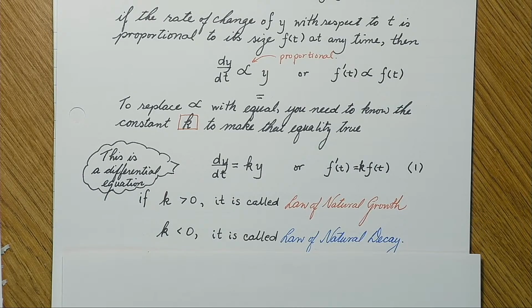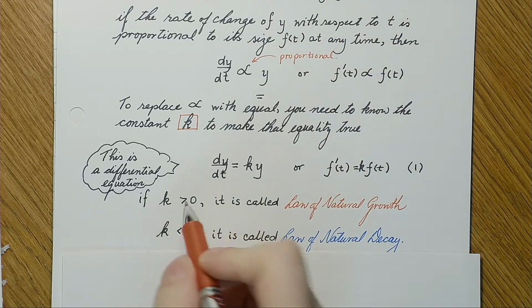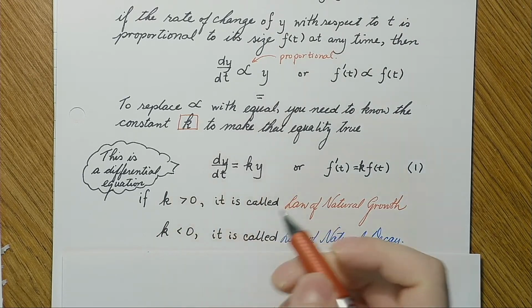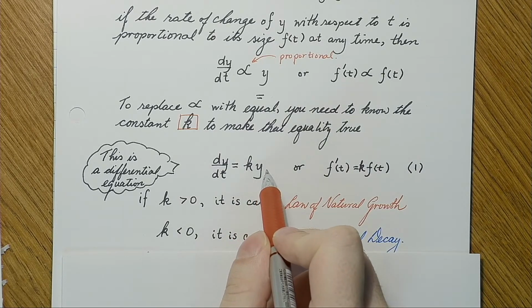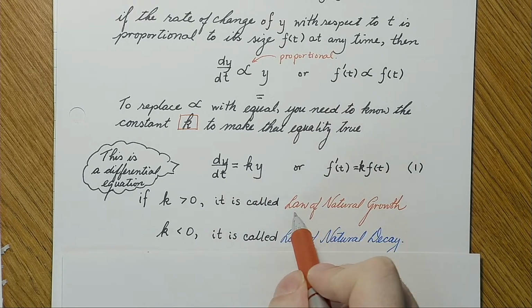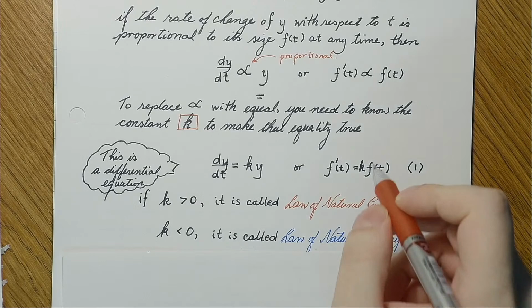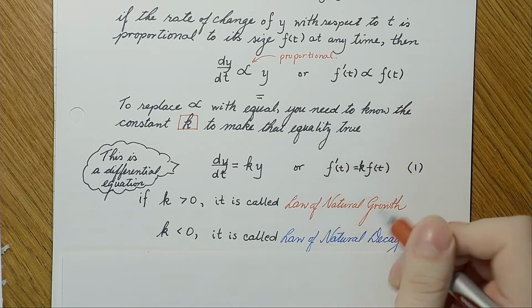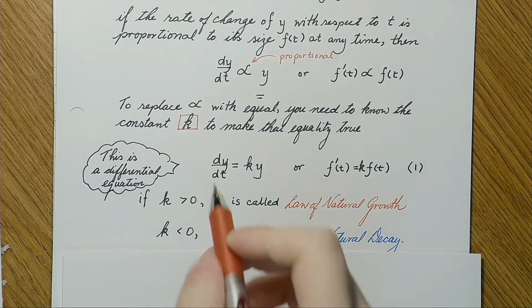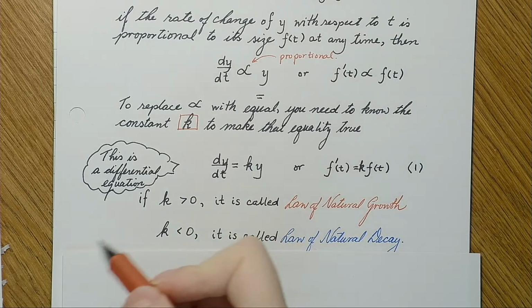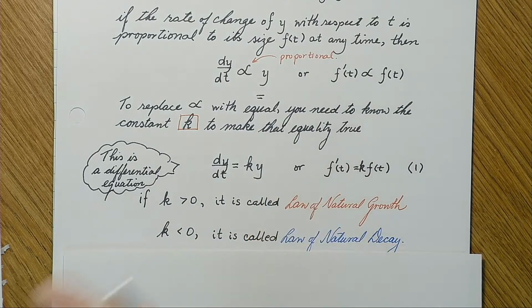Just two little things again. If k is greater than 0, it means that it's going to be growing. It's some positive value, which means it's going to be multiplying the function itself. And so that means that it's going to grow. So we call that the law of natural growth. And similarly, if k is less than 0, that means that this would be a negative value, and that the next value of y will be less or negative. So it's a negative growth. So you can also call it the law of natural decay.